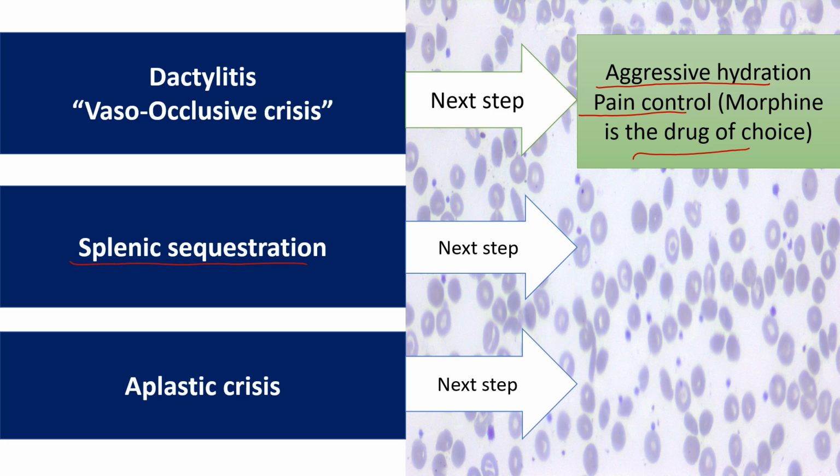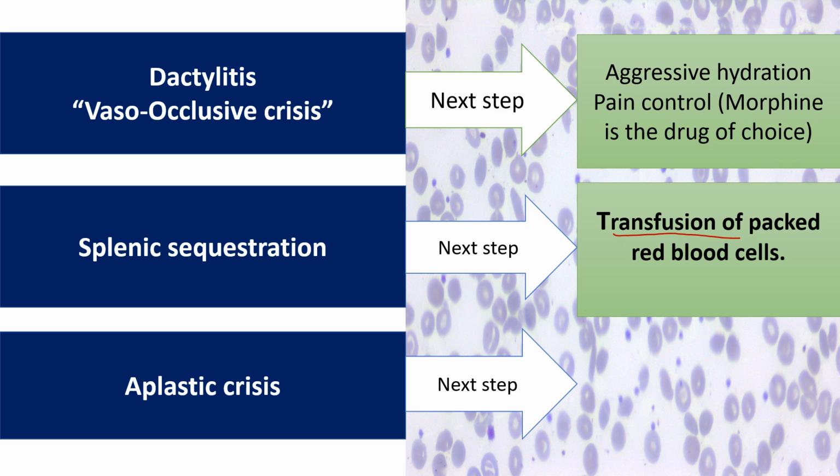Splenic sequestration means severe anemia, shock, elevated retic count, splenomegaly. What is the best next step? Next step is transfusion of packed red blood cells.